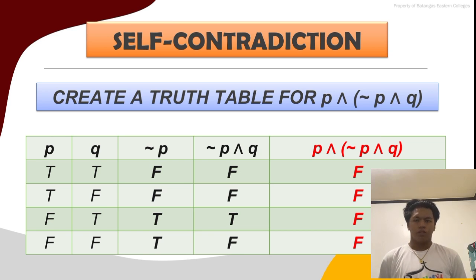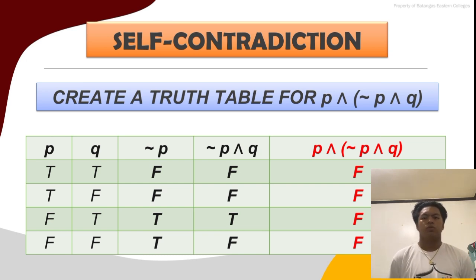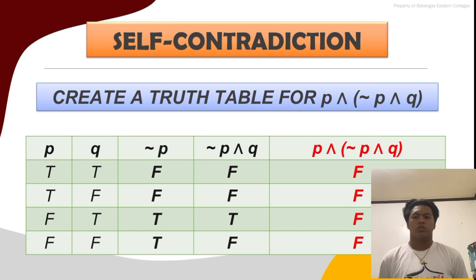So the second one is the P is true, the Q is false. So getting the not P, diba, ang P natin dito ay true. So the not P is false. So the not P and Q will be false because the not P and the Q is both false. So the P and not P and Q is also false.